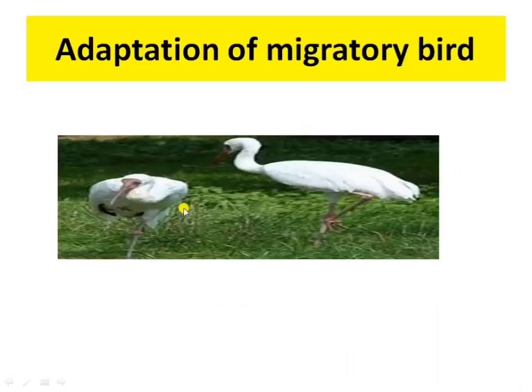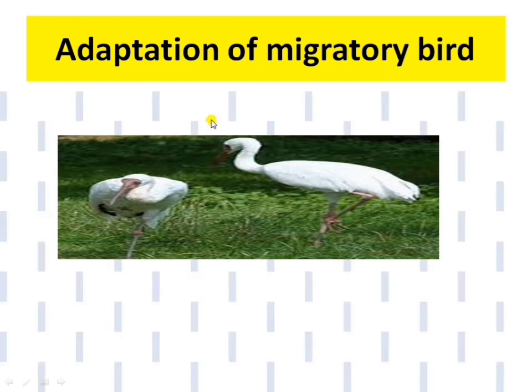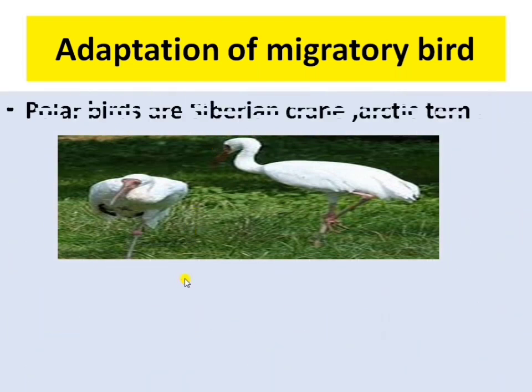Okay. Next topic is adaptation of migratory birds. Adaptation in polar region in migratory birds. Migration means, as you can see in this picture, these are the Siberian cranes, or these are the migratory birds. So, polar birds are Siberian cranes and Arctic terns.